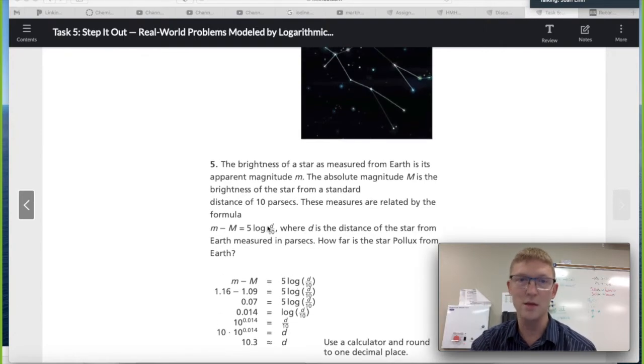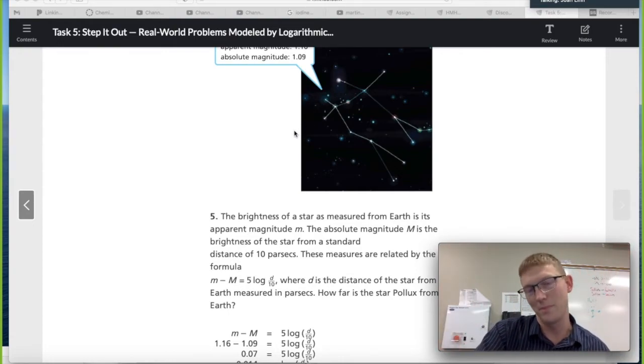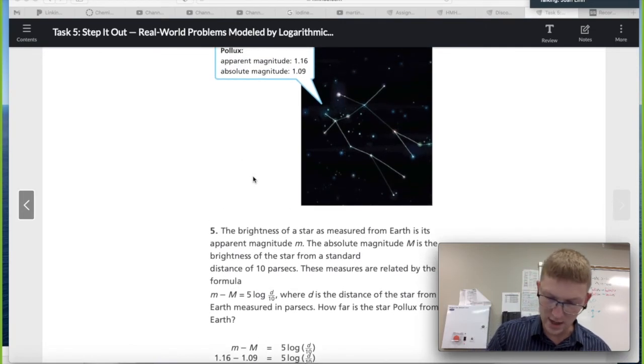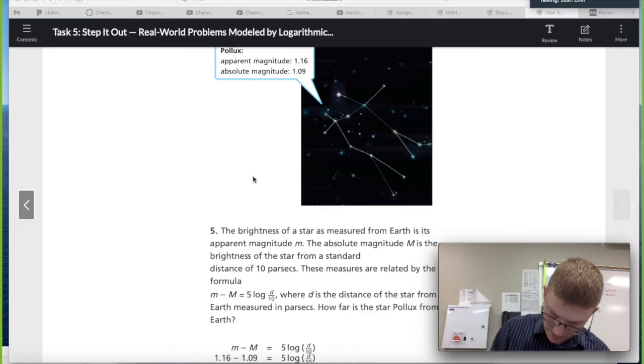I love astronomers because they can figure out the most information from the least amount of data. Like, based on the brightness of the star, we can figure out its distance. That's crazy! But it's cool. So let's figure this out. We've got our equation, where little m is the apparent magnitude. So that's right there.